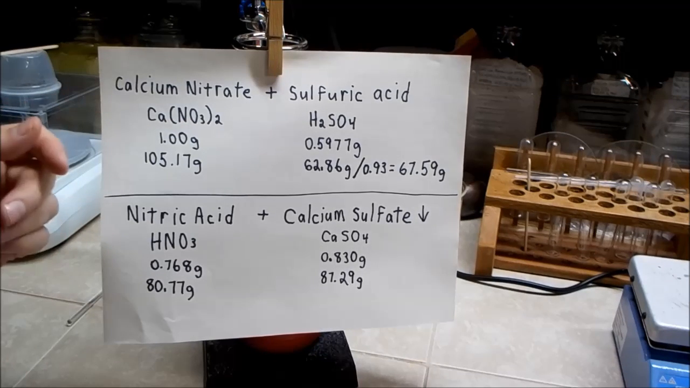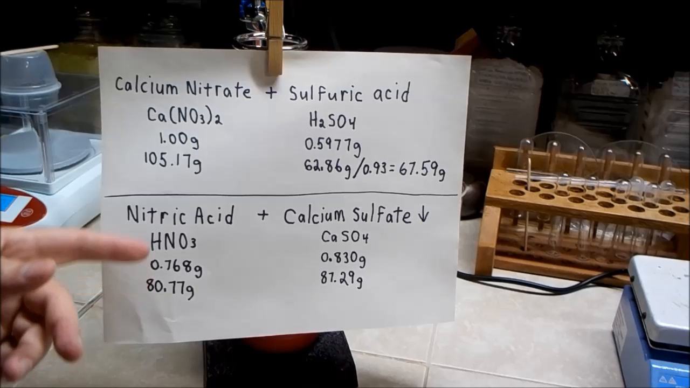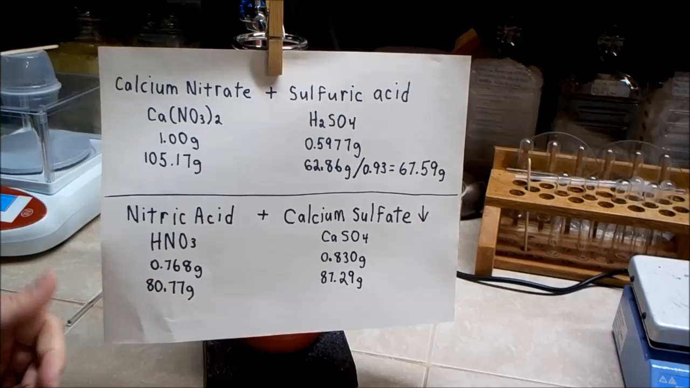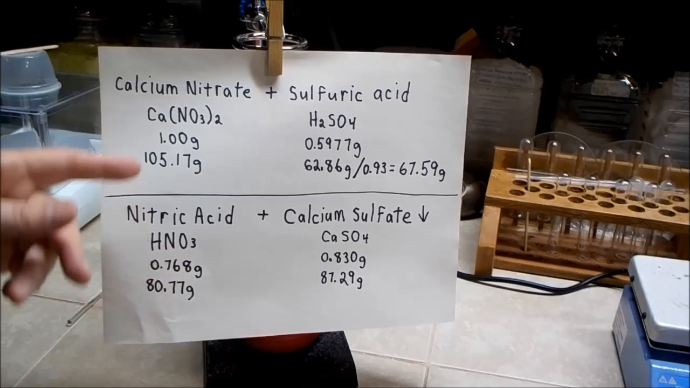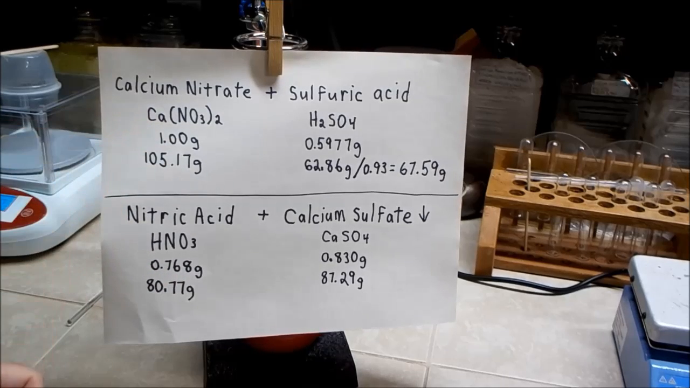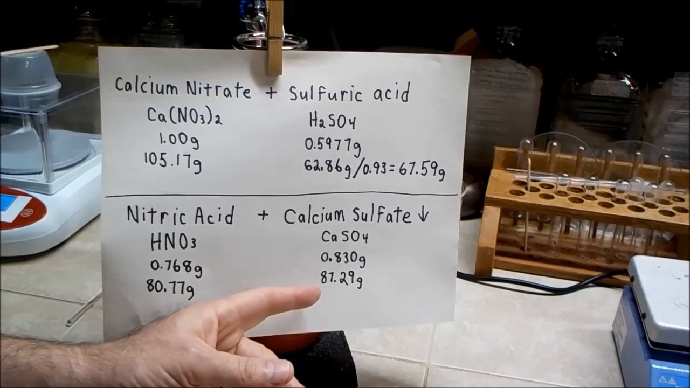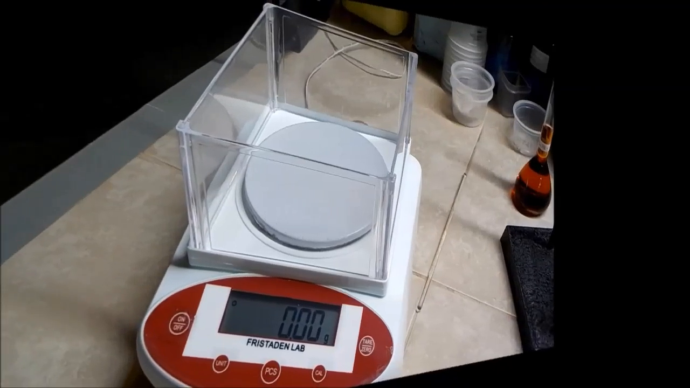Here's one more calculation I forgot to do, which I've now completed. The expected amount of nitric acid is 80.77 grams, and I got that number by multiplying 0.768 by 105.17. And also, the calcium sulfate should be 87.29 grams of precipitate, which should be produced in the reaction.